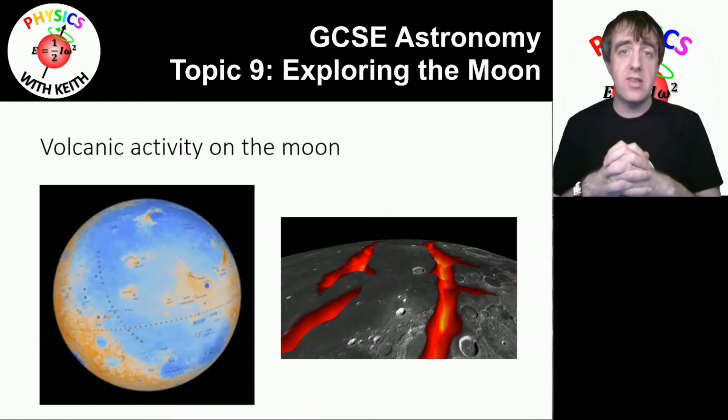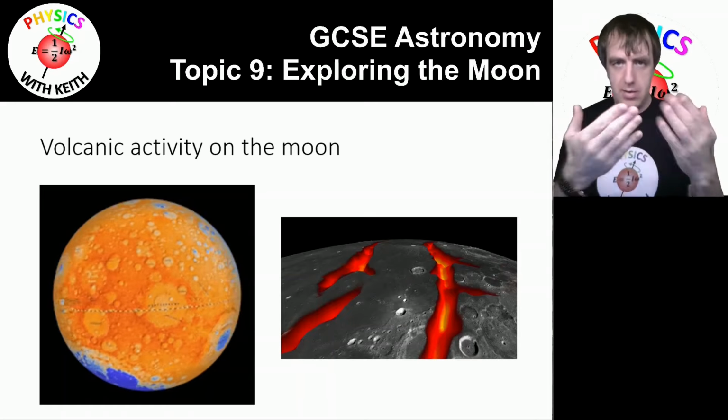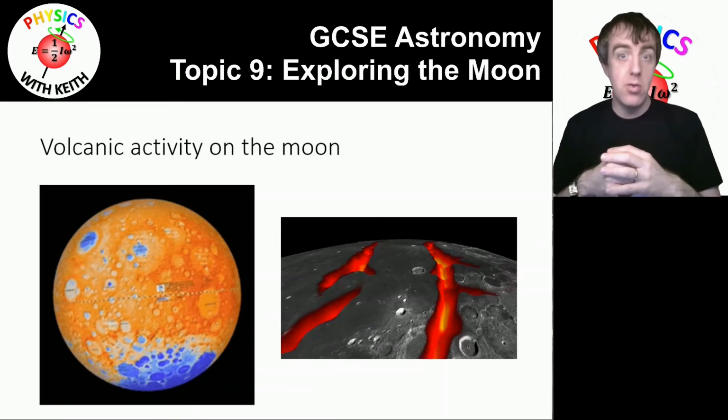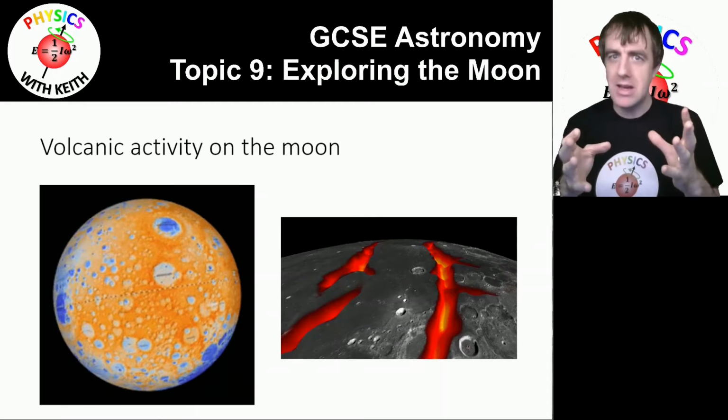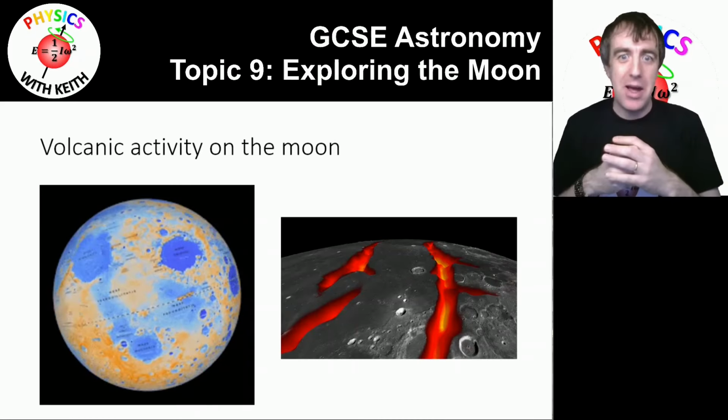Of course, we still see this on the Earth, so we can look at what happens on the Earth and extrapolate that to what we might have seen on the Moon many, many, many years ago. Millions of years ago, billions of years ago, perhaps.